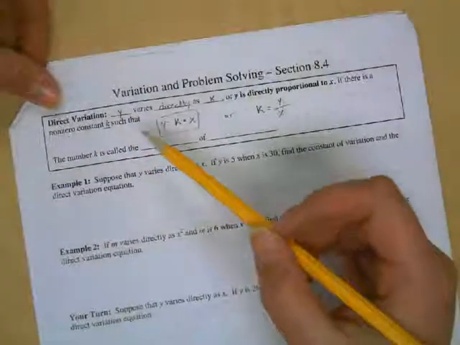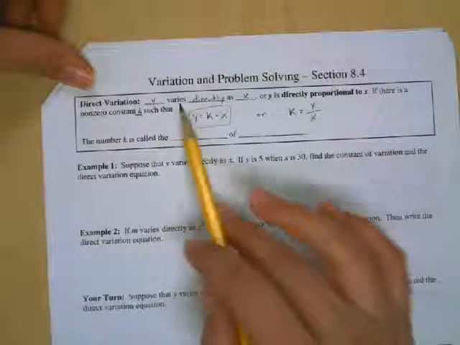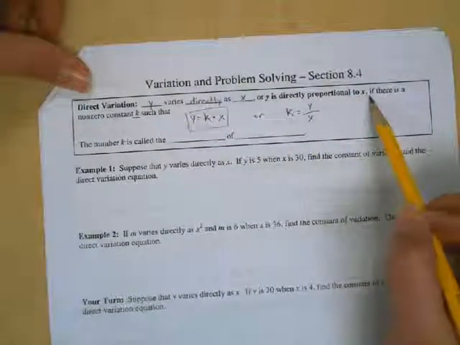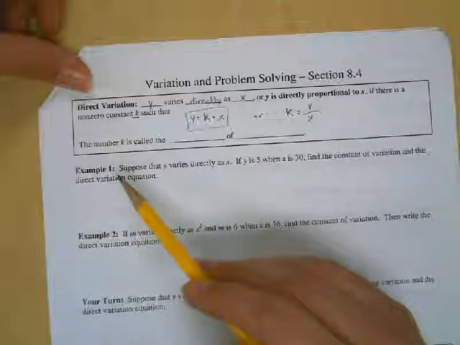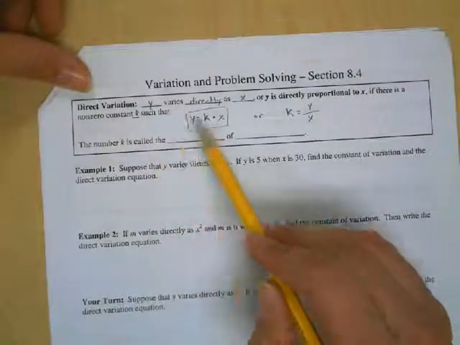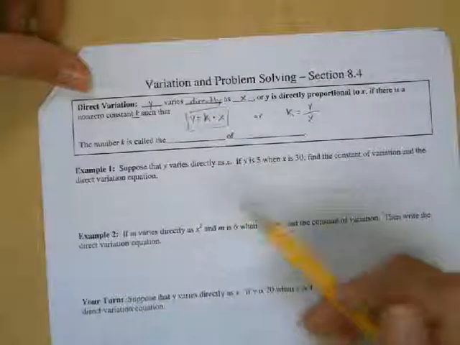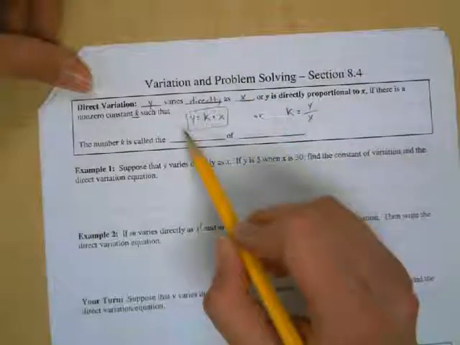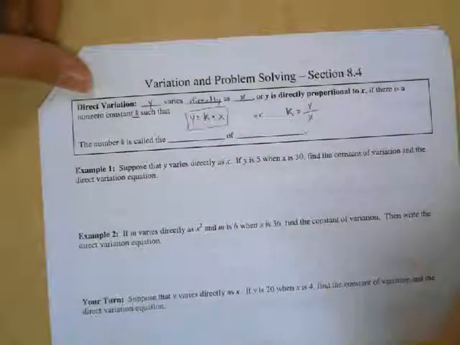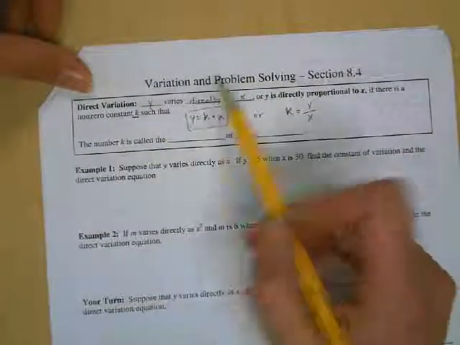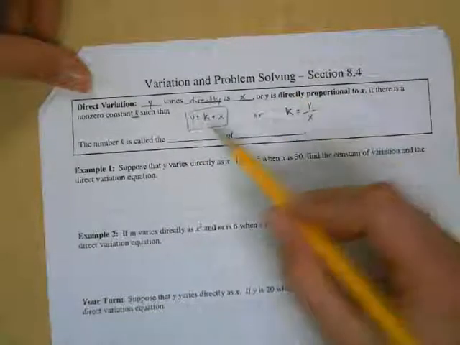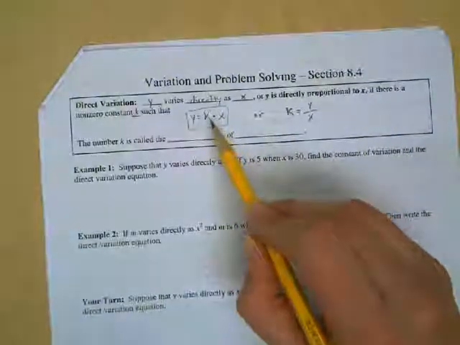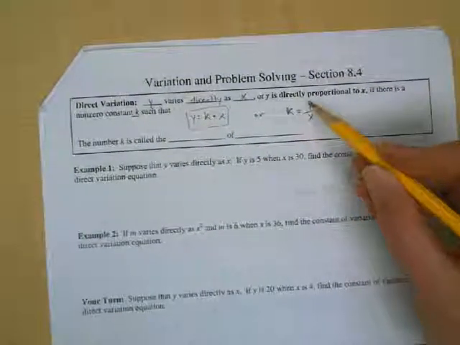So, direct variation states that y varies directly as x, or y is directly proportional to x, if there is a non-zero constant k, such that y is equal to k times x, or k is equal to y over x. Now, I'm going to focus mostly on y equals k times x, just because it's usually easier to pick one particular type and work with that versus using both types. So, I'm only really going to use this, although you can take this and solve for k to get that k is equal to y over x.